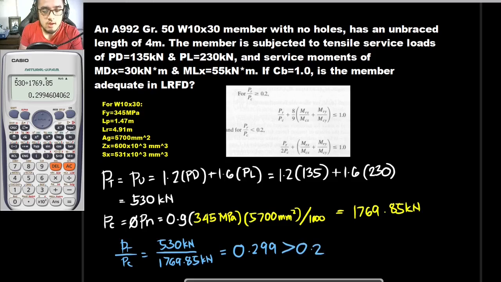So with that being said, we would be making use of this equation on the top, which is PR over PC plus 8 over 9 times the ratios of the moments. So from that, we already have PR, we already have PC. And as for our MRX, by the way, our moments here would be about the x-axis, so we would be making use of this fraction right here. As for this fraction, which is concerned only with the y-axis, we would be removing this since we don't have moment about the y-axis in this problem. But if you have, of course, you would include it.